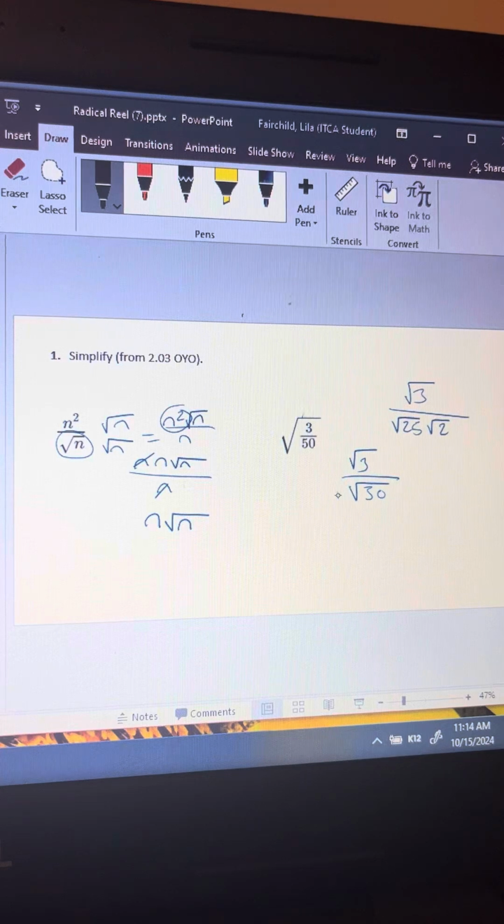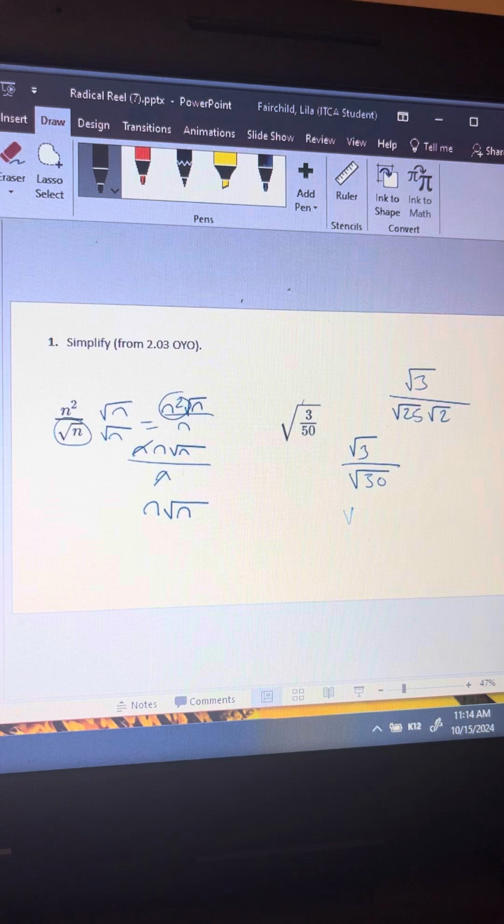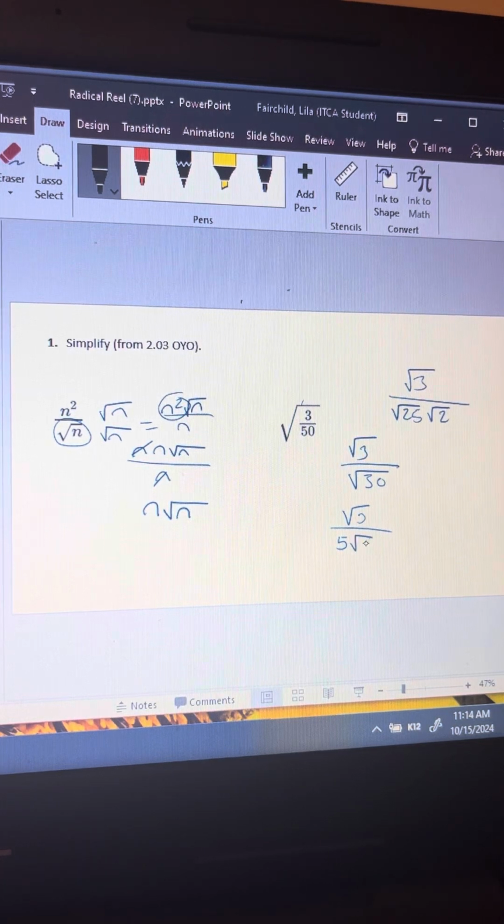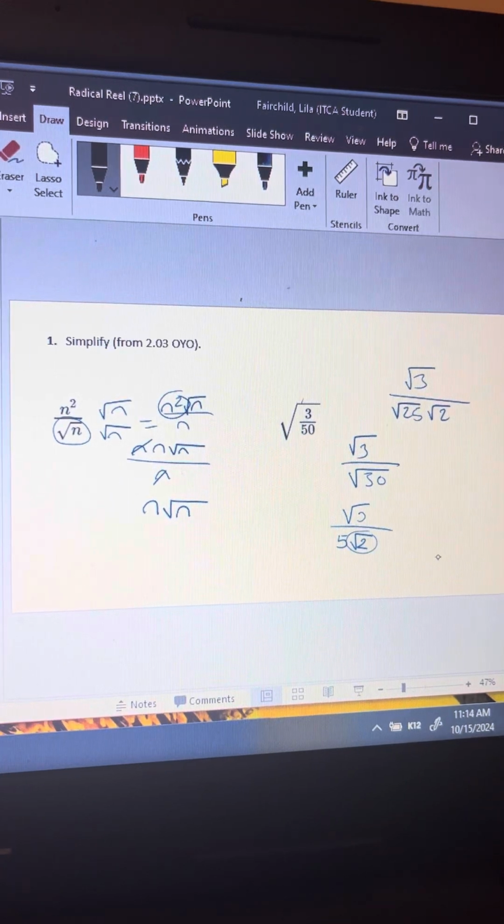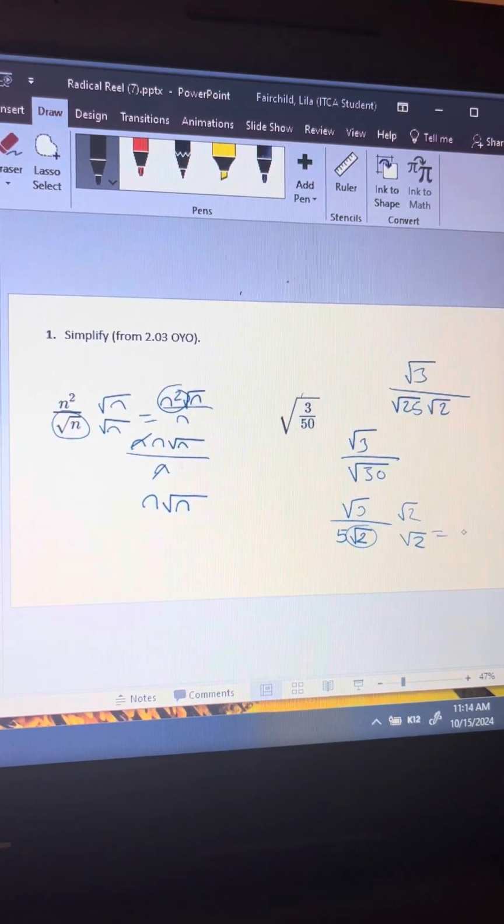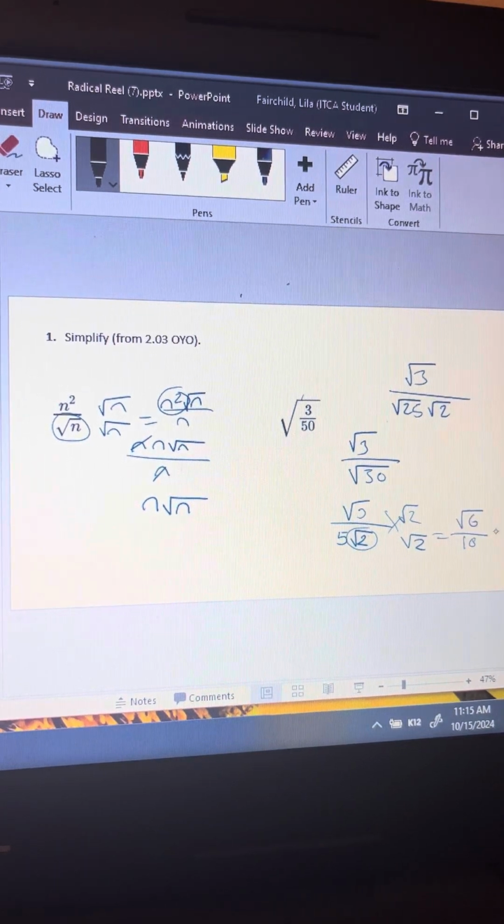And then next you would keep the 3 on the top, and then you can turn the 25, because the square root of 25 is 5, into 5 with a square root of 2 next to it. Then you want to get rid of the square root of 2, so you'd do this and multiply both things, and after you multiply them, it'll be square root of 6 over 10.